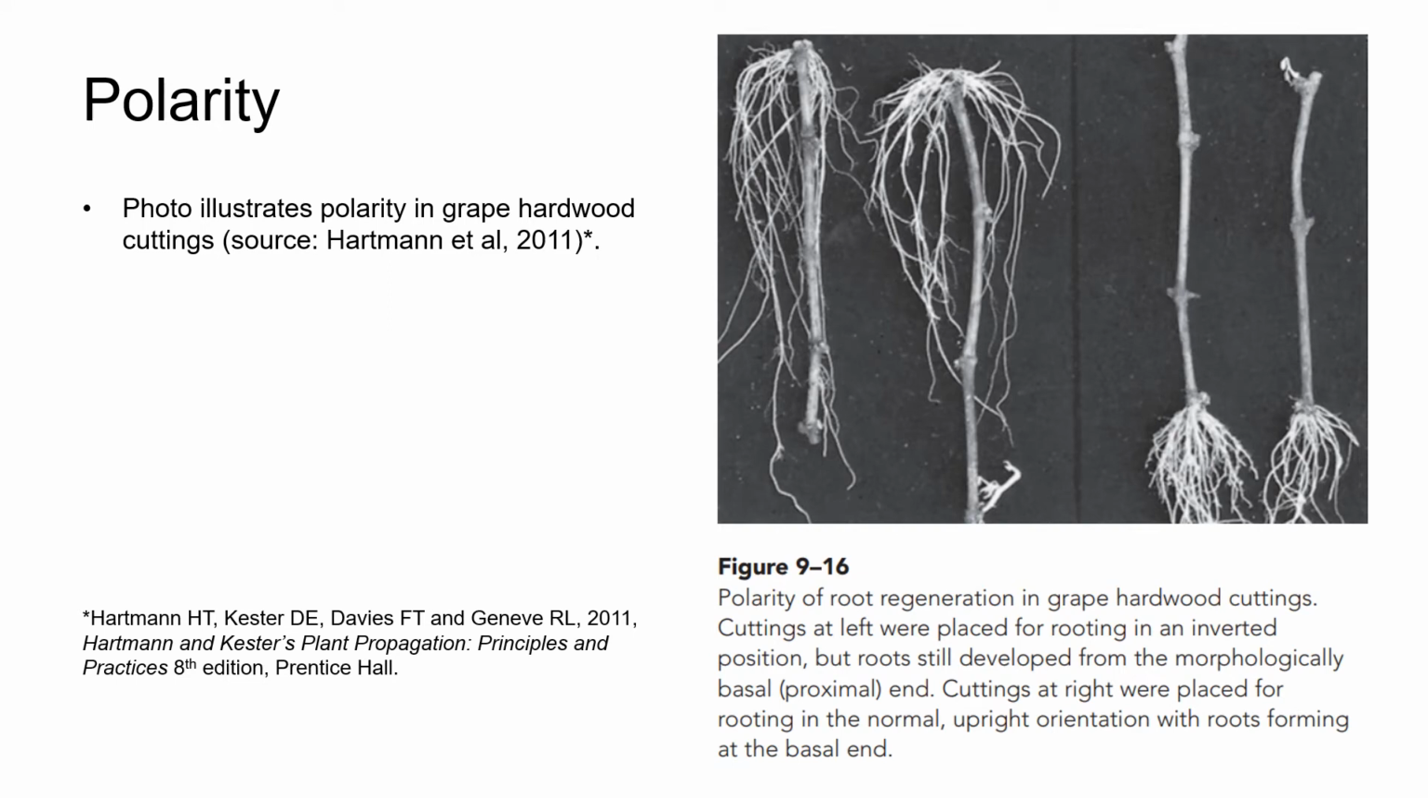The characteristic of polarity can be so strong that stem cuttings may still root at the proximal end even when they're stuck the wrong way up, as in the photo here, where you can see cuttings of grapevine that produced roots at the proximal end after the cutting was stuck upside down. Let's take a closer look now at the different types of cutting.